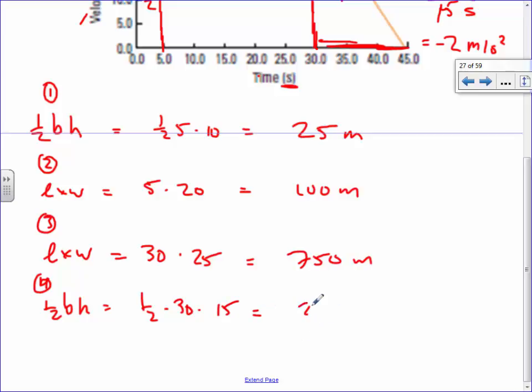I got 225. Any thoughts about what I should do with these four numbers I've calculated? That's it, yeah. Add them all up, because that's how you find the area under a curve. So let's add them all up. 25 plus 100 plus 750 plus 205. I got 1100.